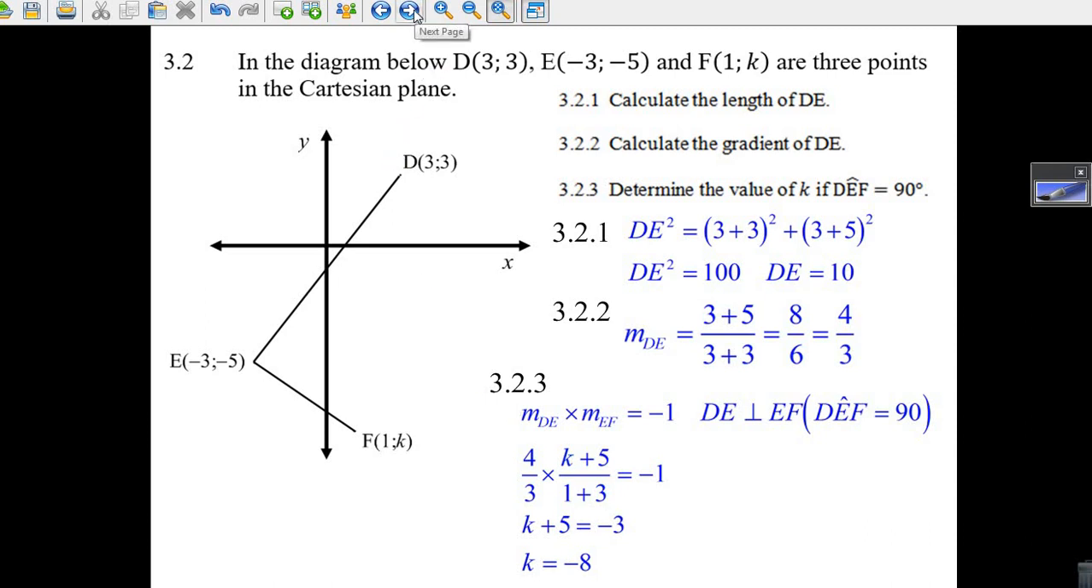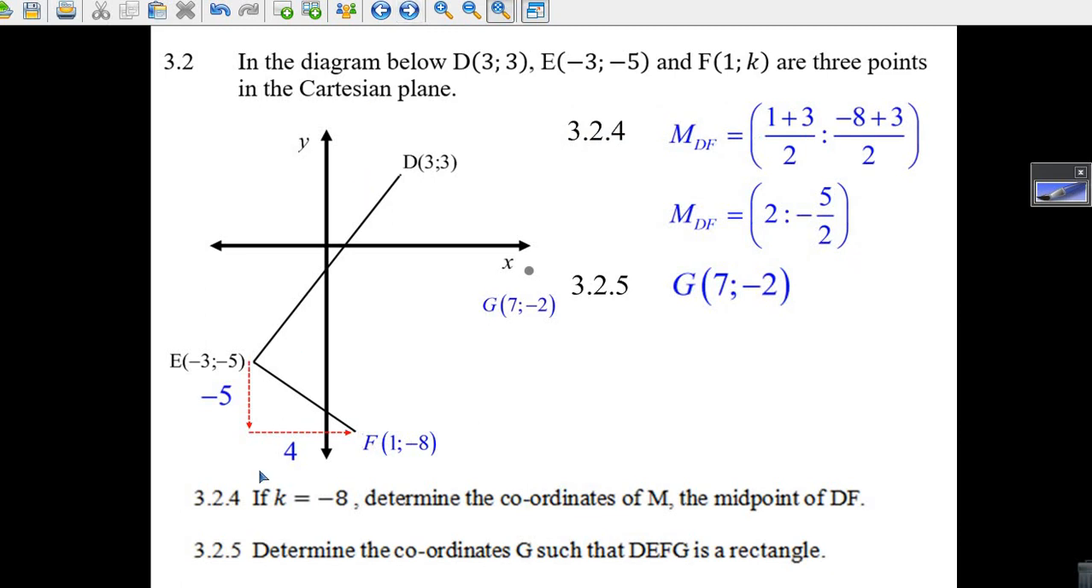And it's going to make you feel better in the next question that you've done it right, because they say determine the coordinates of M if K is minus 8. So we know that this is actually minus 8. The midpoint of DF, how are we going to find the midpoint of DF? Well, we know that F is 1 and minus 8. D is 3 and 3.